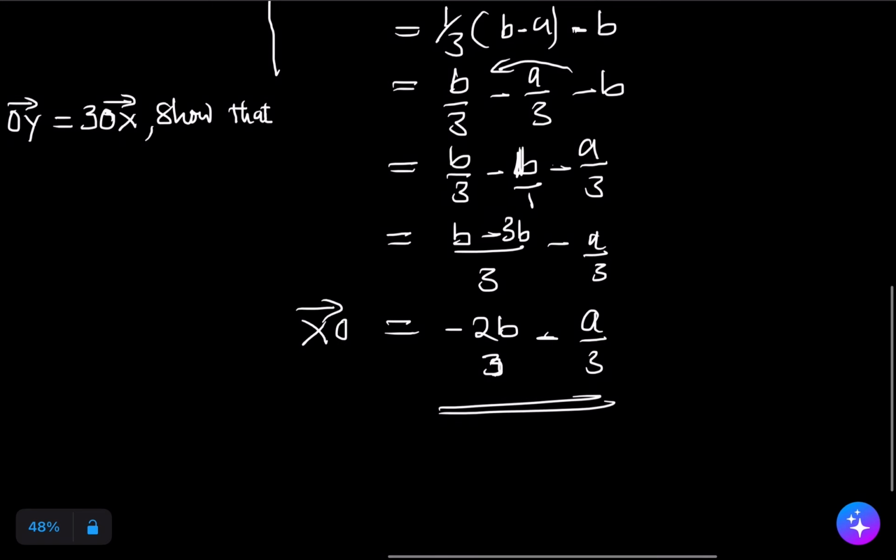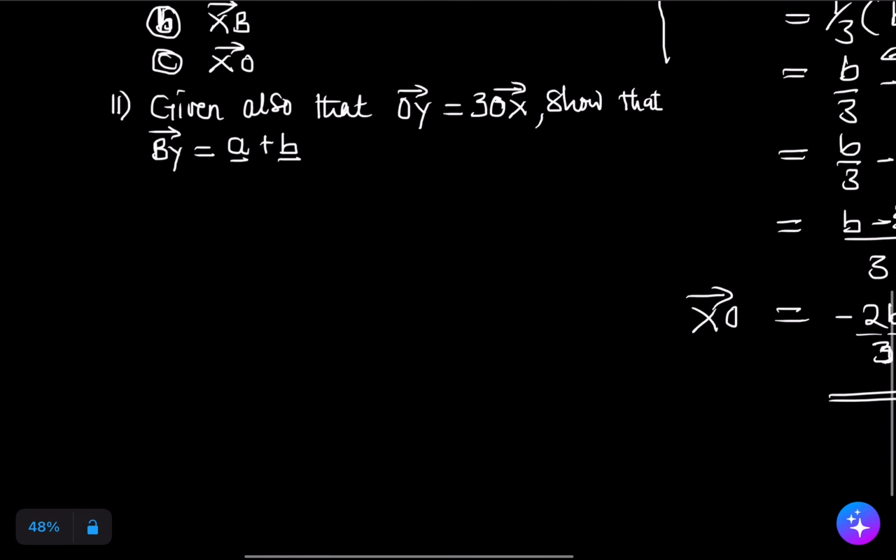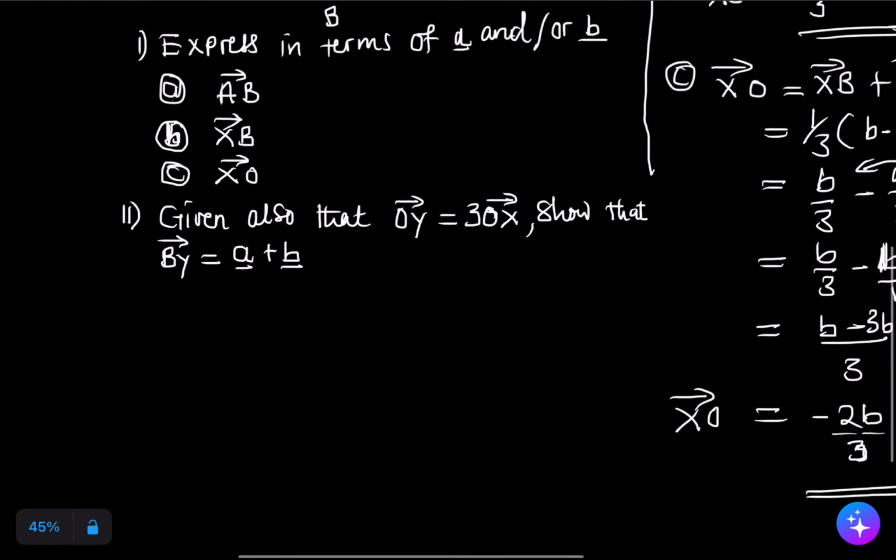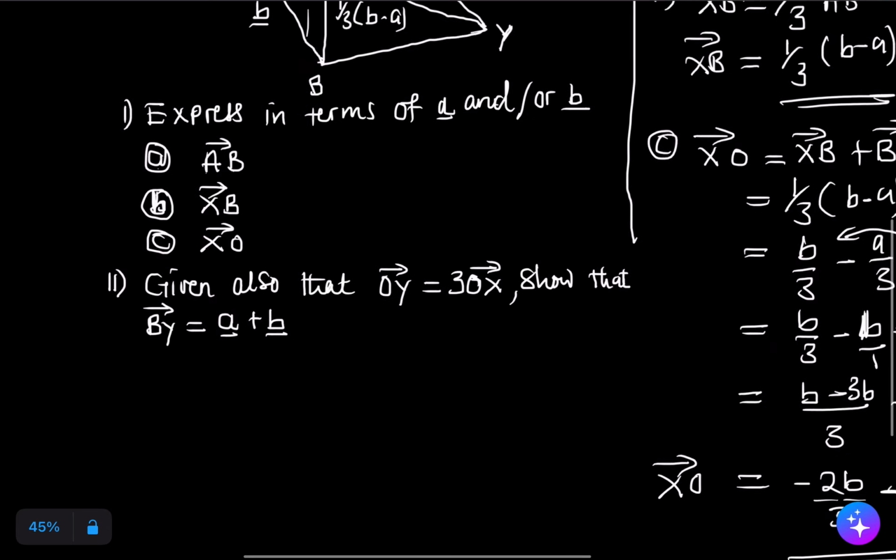Okay, so let's look at the other question, the last one, which we are trying to show. We are given also that OY is equal to 3OX. Show that BY is equal to A vector plus B vector. So in our case, we are showing OY, and our OY is given as 3OX.